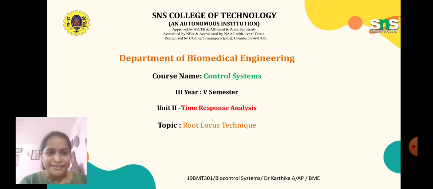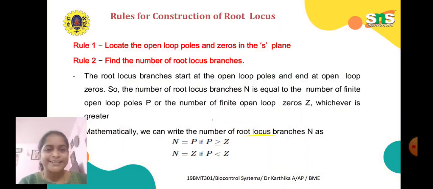Today we are going to discuss root locus techniques in time response analysis. We have certain rules for construction of a root locus. Our first rule is to locate the open loop poles and zeros in the S-plane, and rule 2 is to find the number of root locus branches.